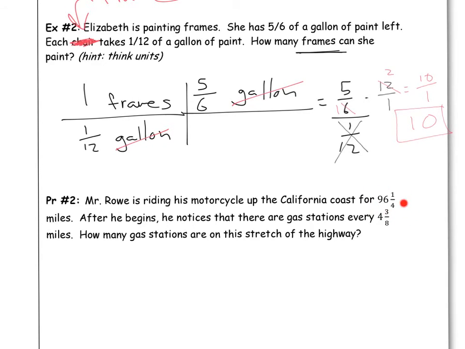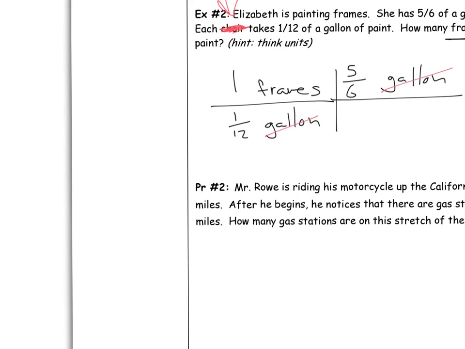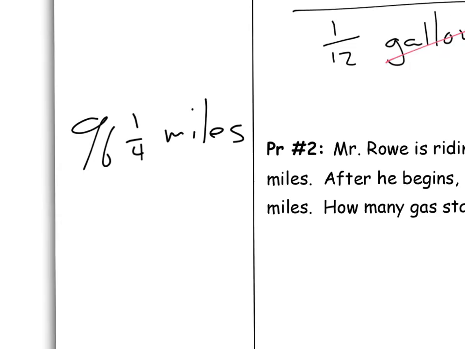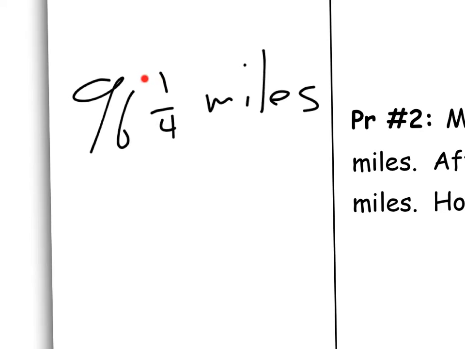It's going to be a big improper fraction, but it'll make the problem a lot more doable. So let's just go over here to the side. We have 96 1/4 miles. I'm going to remind you how to do this. To make this into one big improper fraction, it's not a hard process.